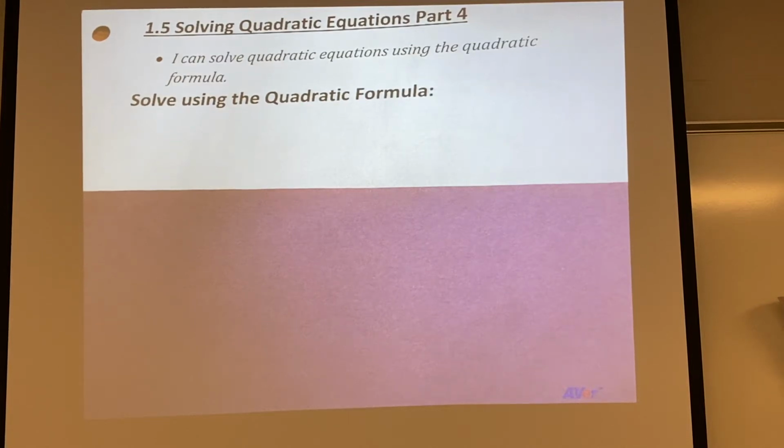Section 1.5, Solving Quadratics, Part 4. Now we're going to be solving by the quadratic formula. So pause the video and see if you can remember the quadratic formula. Write that down.